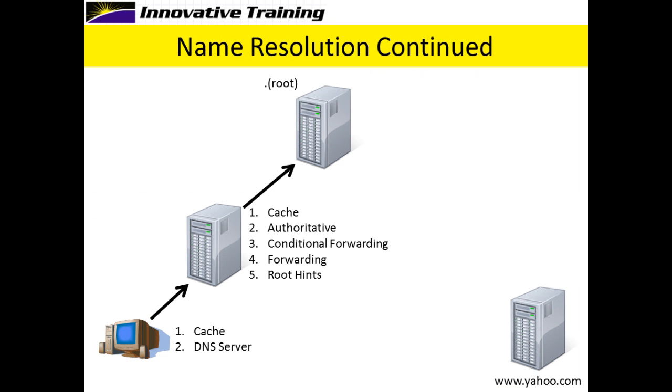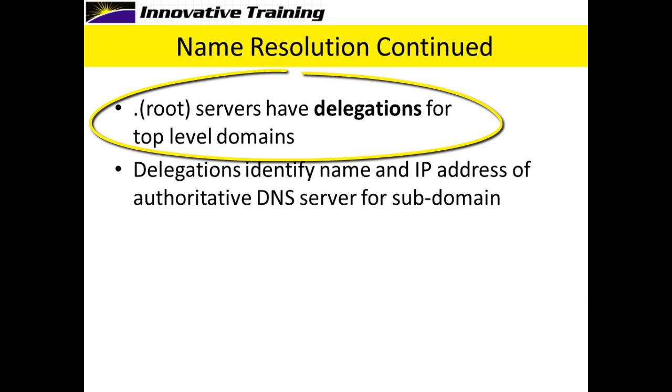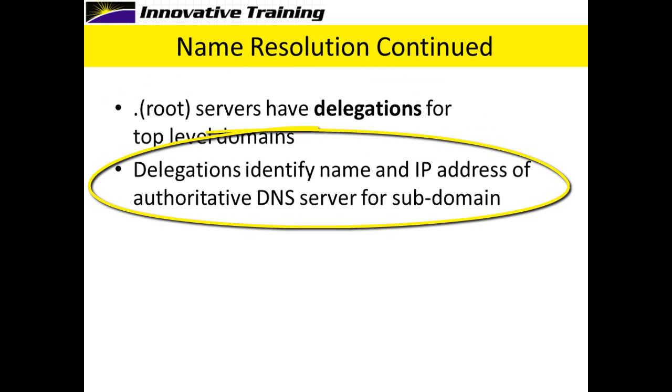Once I get up to the root server, we're going to begin following that fully qualified domain name, www.yahoo.com, to locate the record for that address. And we're going to start on the right and work our way left. The root servers have delegations for top-level domains. Every time we want to jump down in the DNS tree, you need to have a delegation. And the delegation identifies the name and IP address of the authoritative DNS server for the next subdomain.